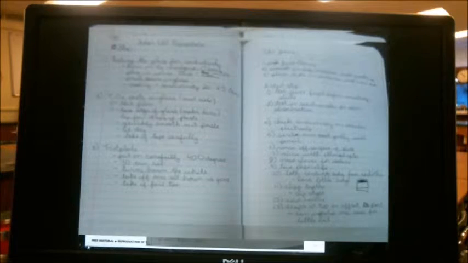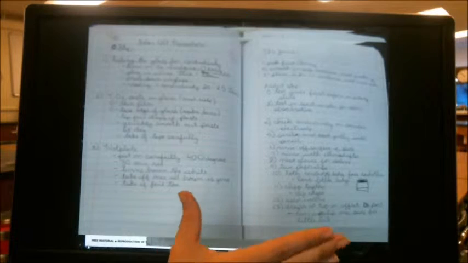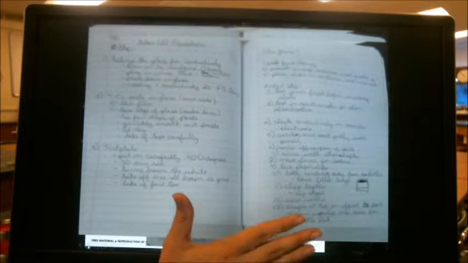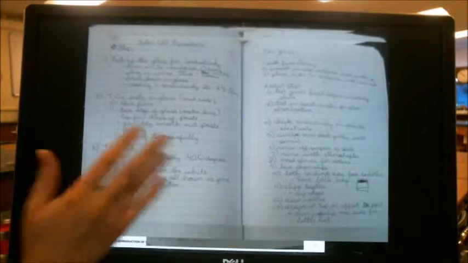This is what their procedures looked like. I don't give handouts anymore for procedures. I demonstrated the procedures, and they had to write down step by step what to do, and they had to use those procedures to do the experiment. So they had to rely on their procedural writing to do that.